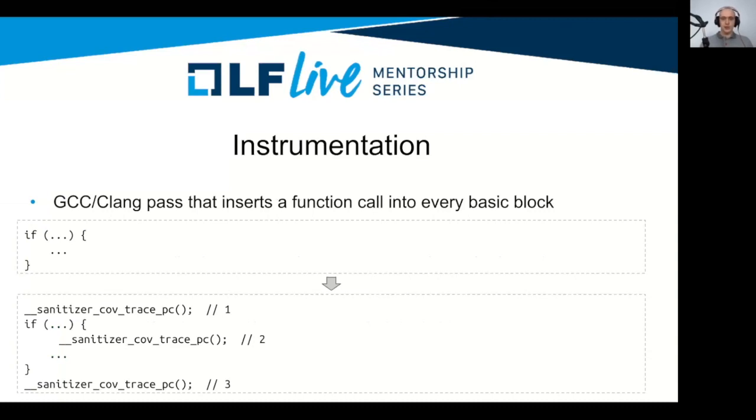So first, how does it work? The way it works is it enables certain GCC and Clang flags to insert callbacks into each basic block. So consider if you have an if clause, it's going to insert a callback before the if clause, inside the if clause, and after the if clause. And then all of those callbacks are used to actually collect a coverage trace.